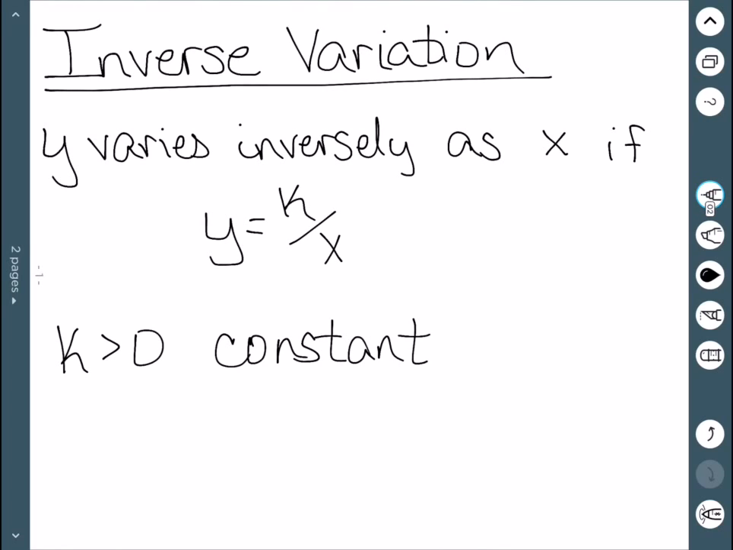With direct variation, essentially what is said is as one value increases, the other one will as well. Inversely says the opposite of that. As one value increases, the other will decrease.